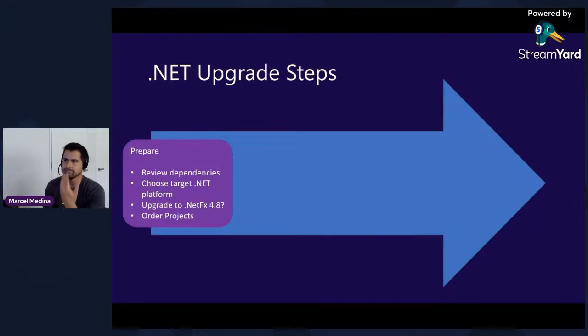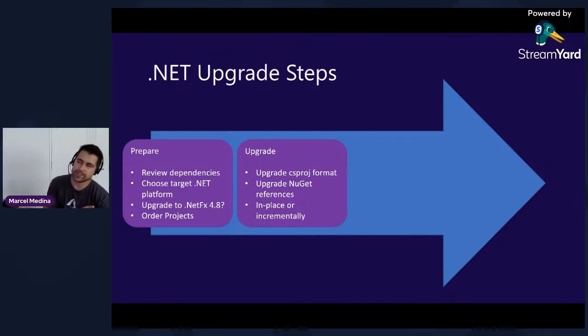How are we going to order projects for upgrades? Are you going to do it depending on the strategy? Are you going to do some libraries first? Are you going to do an in-place upgrade? Are you going to do an incremental upgrade? We're going to explore the possibilities here.